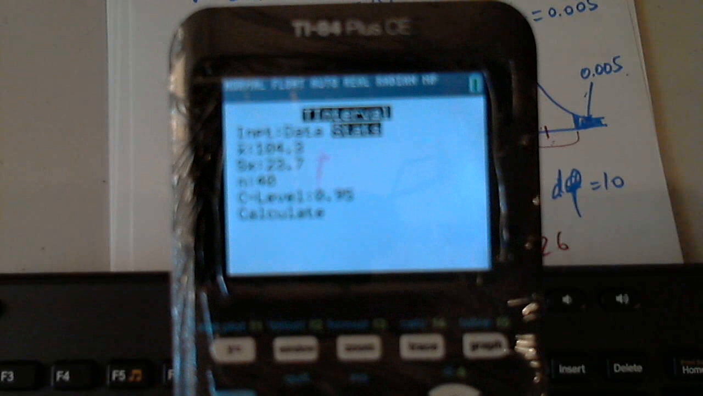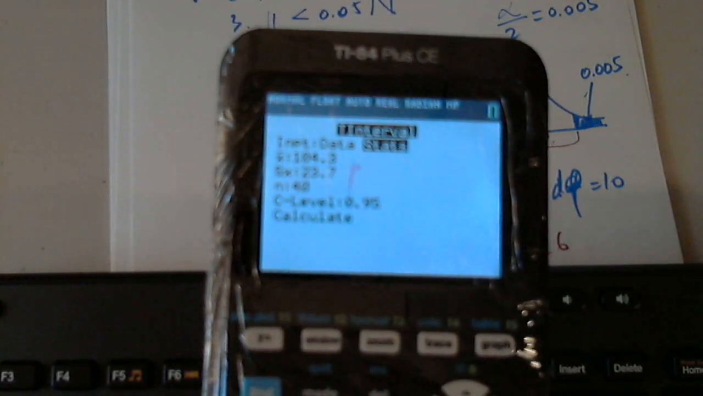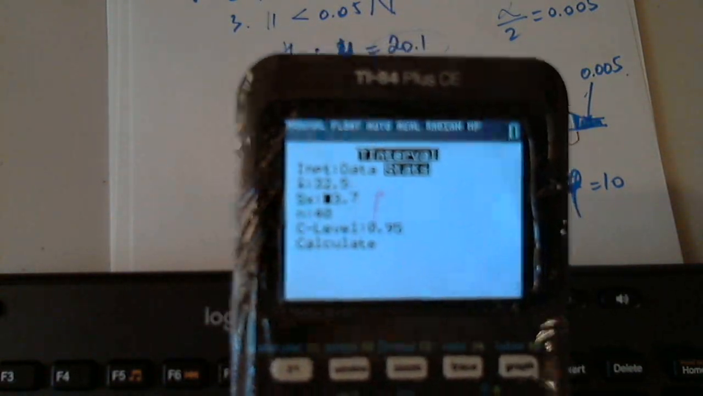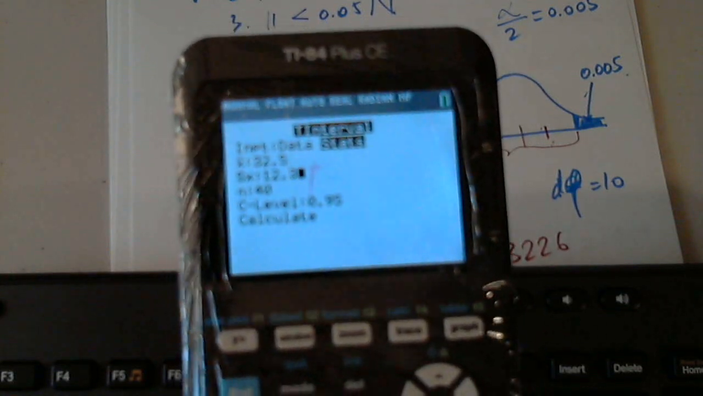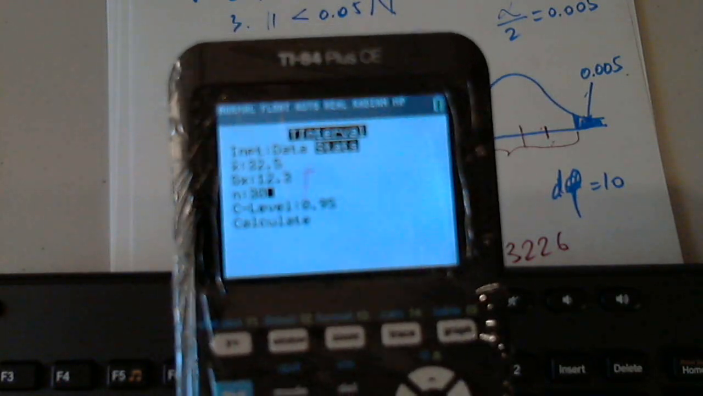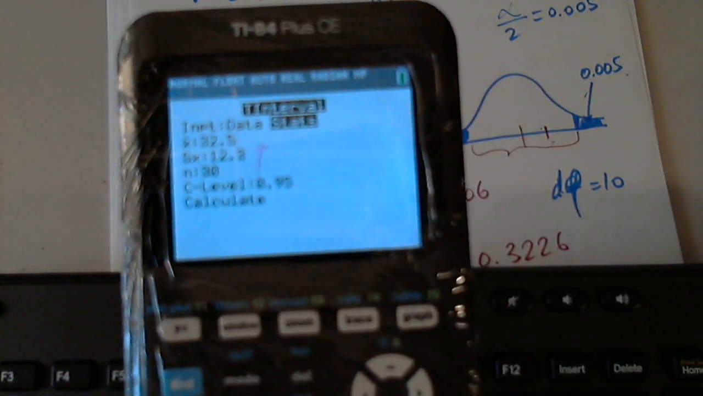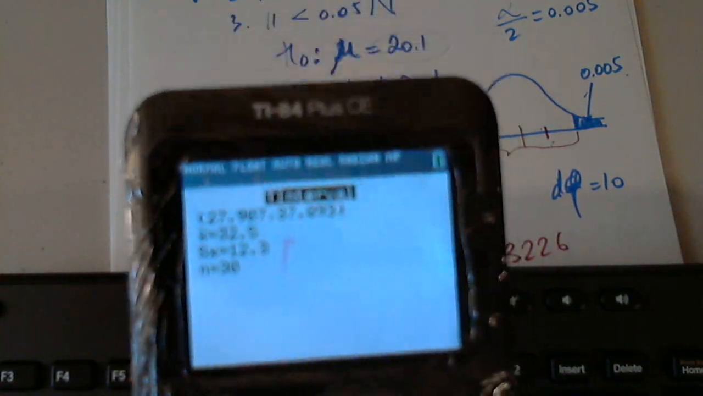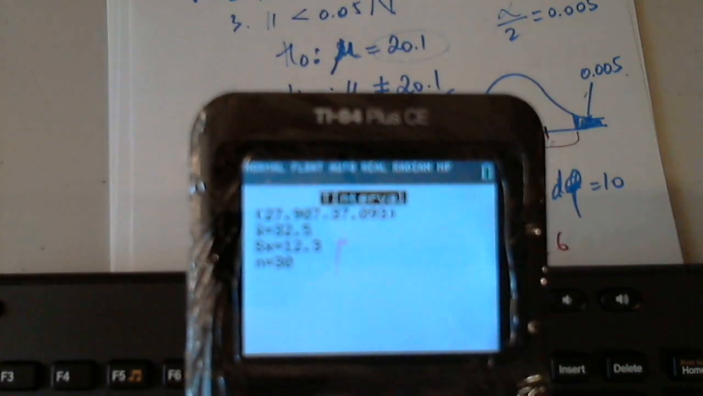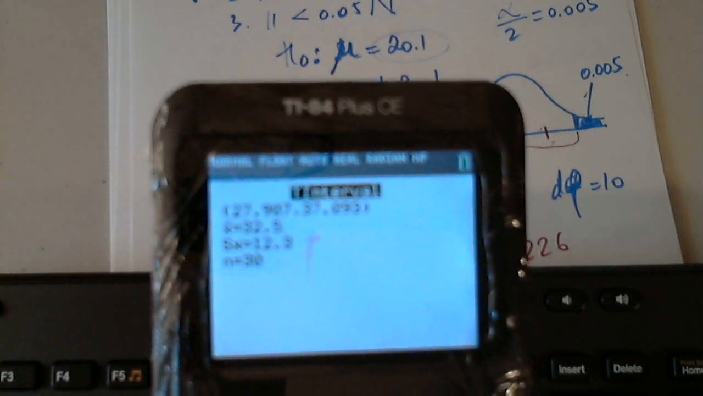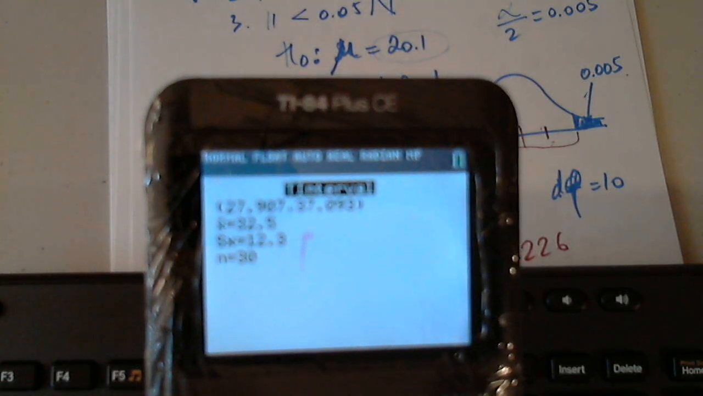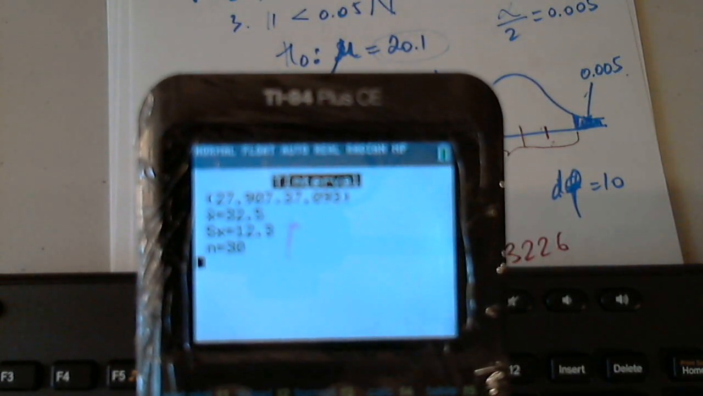Okay, so with statistics, sample mean 32.5, sorry. Standard deviation 12.3. Sample size 30. Confidence level 0.95, and calculate. So the lower limit, round to 3 decimal places as needed. I got 27.907, the lower bound, and the upper bound 37.093, 3 decimal places.